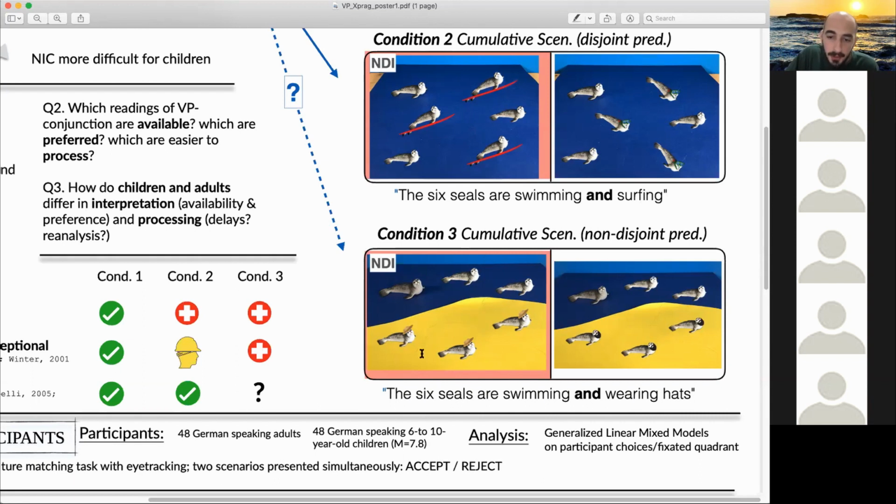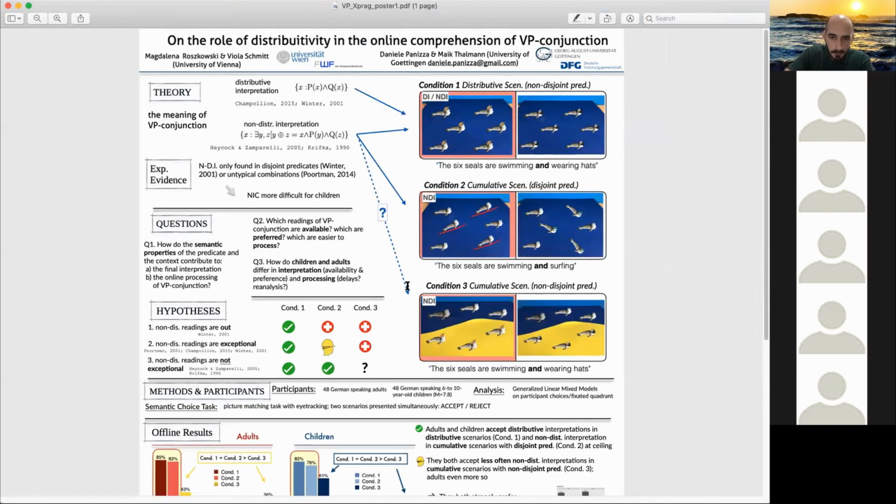But here you see the typical scenario only true in a cumulative reading, because 3 of them are wearing a hat and not swimming, and 3 of them are swimming and not wearing a hat. Whereas these guys, some of them are swimming and some of them again have a beard, okay? So this was important to test the hypothesis that you would only get the weaker reading if you're forced to do so, okay?